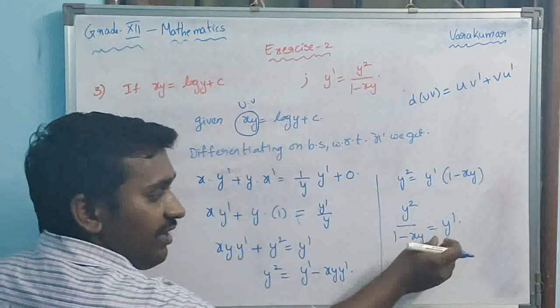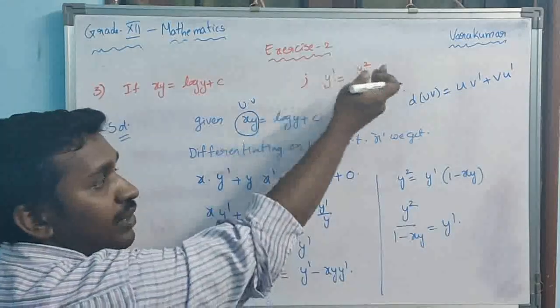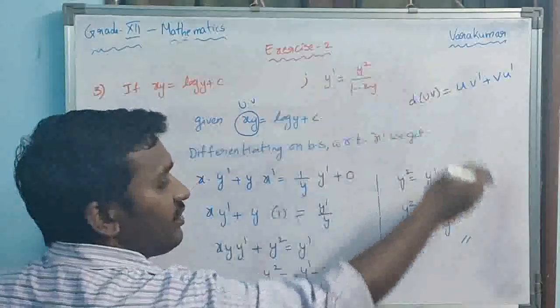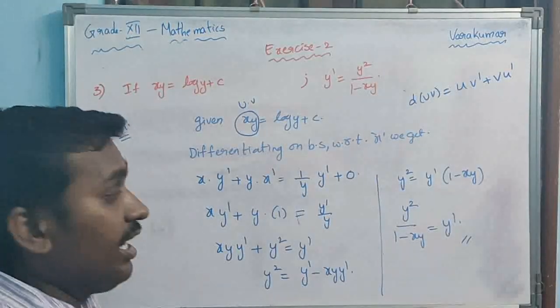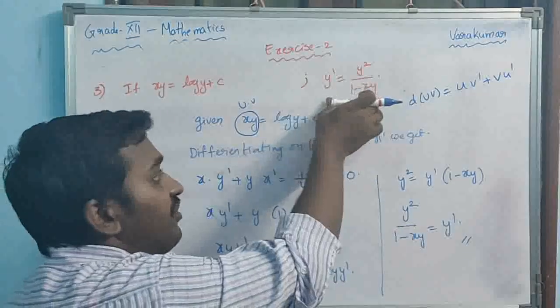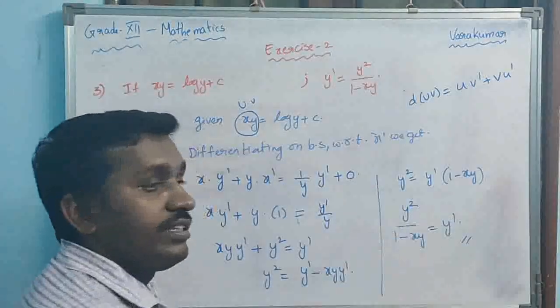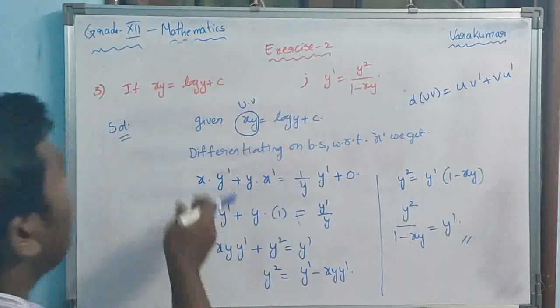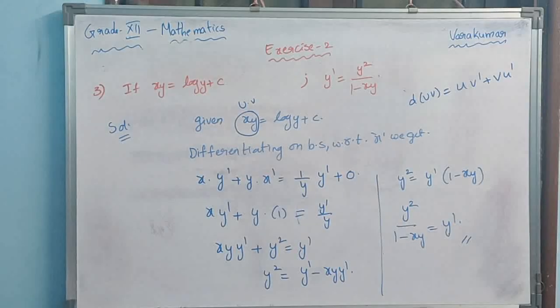Now what we got for y dash, if you substitute in this, both LHS equal to RHS. Or if you say, sir, I proved it here. Either if you substitute in that, LHS equals RHS, or whatever differential equation he asked, if you bring it, both are the same. Now what I can conclude from this is that xy is equal to log y plus c is the solution of the given differential equation. Right. This completes the solution.